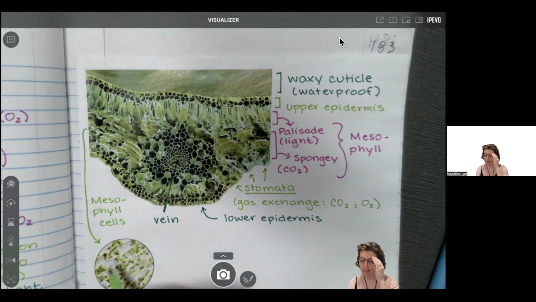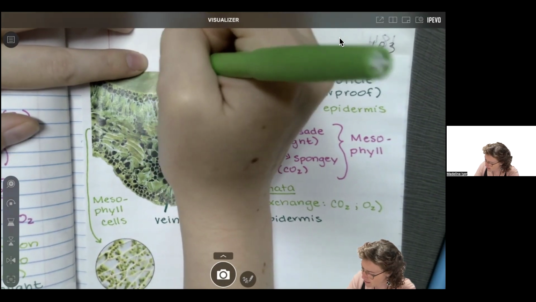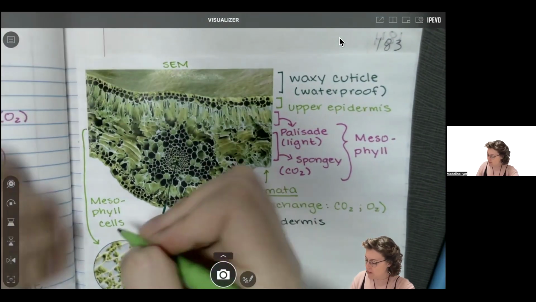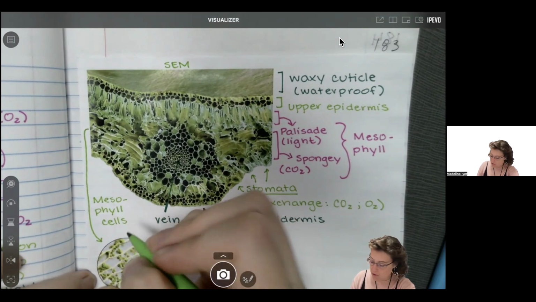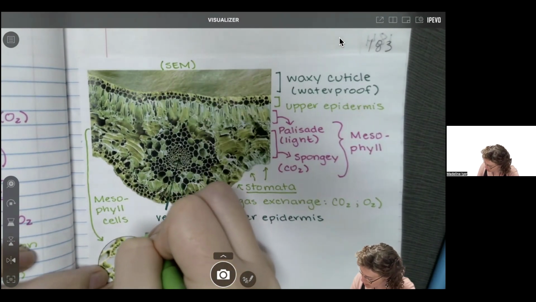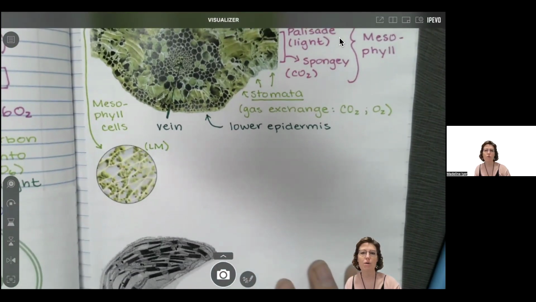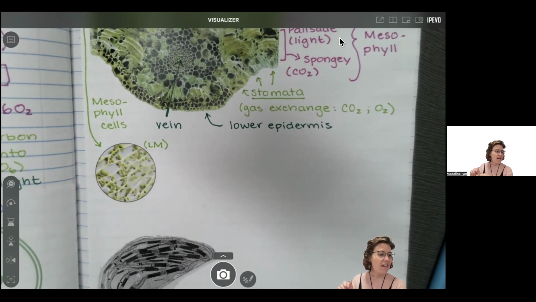And so what we've got here is a light microscope. Actually, let's label this. This is a scanning electron microscope drawing at the top. And this is a light microscope. We're going to label that SEM, LM. Okay, it's a nice little microscope review for you. And so let's take a look at this picture and see what we've got here.